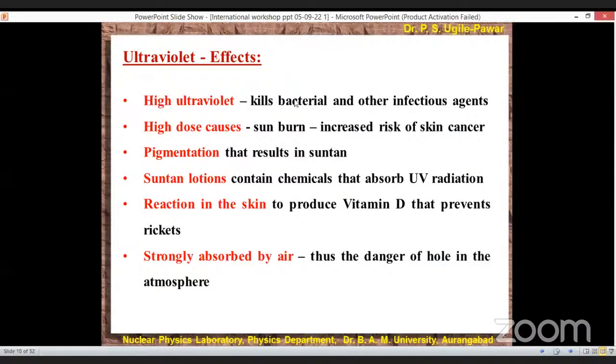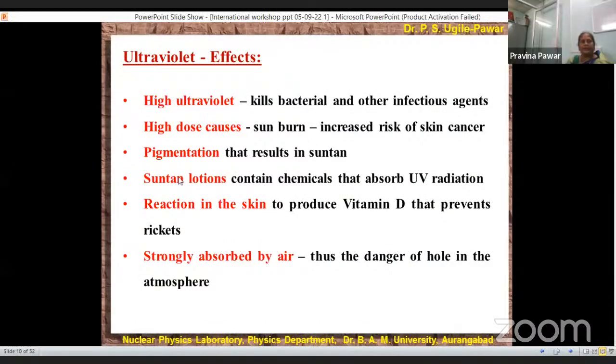High ultraviolet kills bacteria and other infectious agents. High dose causes sunburn, increased risk of skin cancer, pigmentation that results in suntan. Suntan lotion contains chemicals that absorb ultraviolet radiation. Reaction in the skin produces vitamin D that prevents this. Strongly absorbed by air, thus the danger of a hole in the atmosphere.